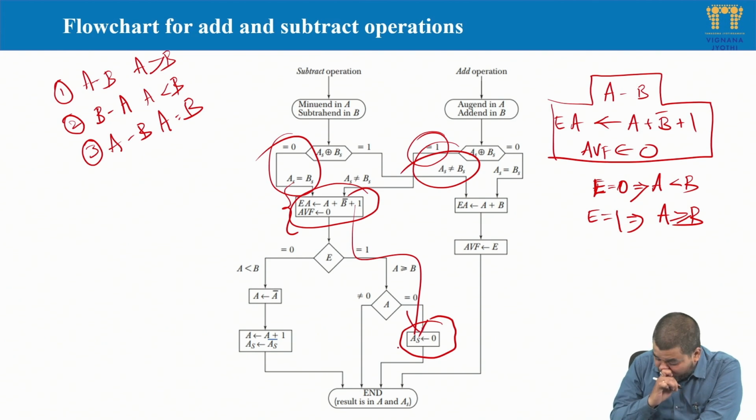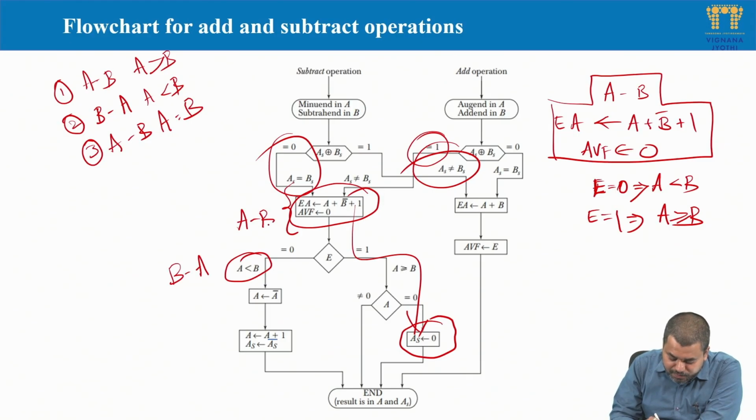Now if I don't get an end carry, what is the meaning? A is less than B. So in this case I need to do B minus A, but what I did was A minus B. So how do I get B minus A from A minus B? Just take the 2's complement of this value. How to take 2's complement?